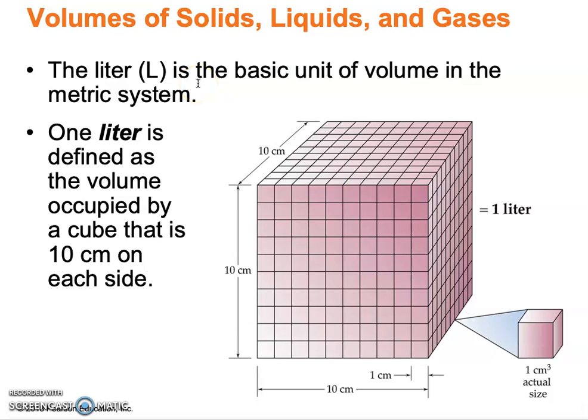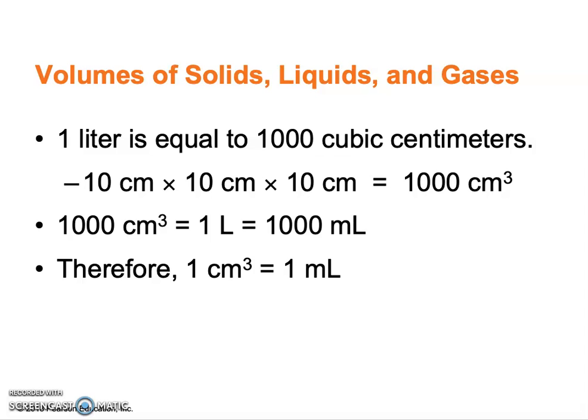Liter is used as the basic unit of volume in the metric system, as we learned earlier today. Recall that 1 liter is defined as the volume occupied by a cube that is 10 centimeters on each side. So those can be your thickness, length, and width. Therefore, 1 liter is equal to 1,000 cubic centimeters.